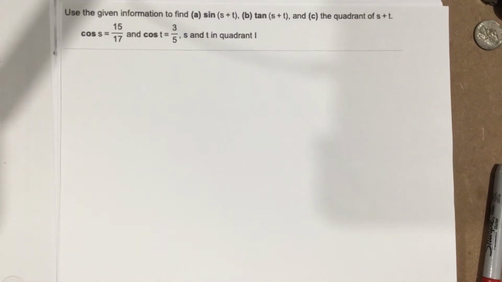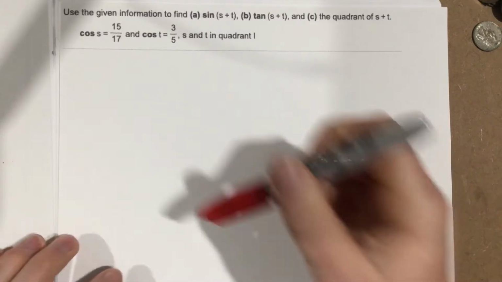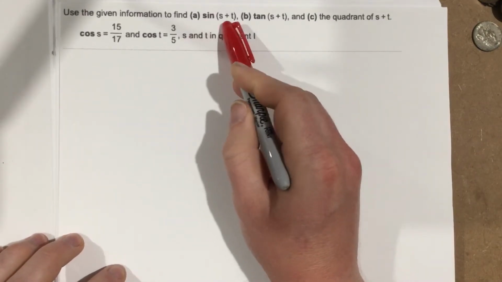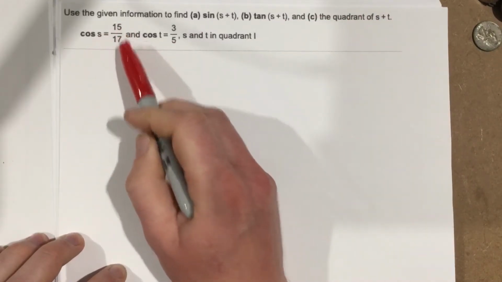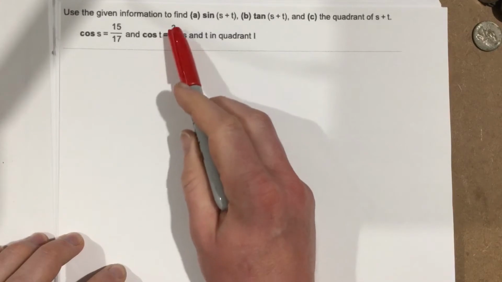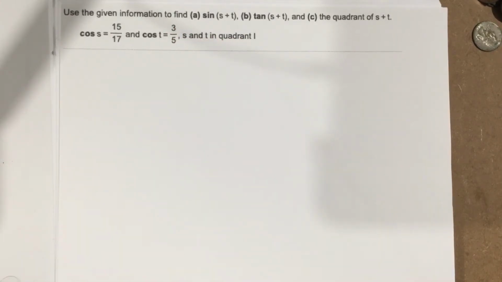This is problem number 4 from section 7.4. It says use the given information to find sine s plus t, tan s plus t, and the quadrant of s plus t. They give you cosine s as 15 over 17. They give you cosine t as 3 over 5. And they say s and t are in quadrant 1. All right, so this problem is very similar to problem number 3 that we just did.